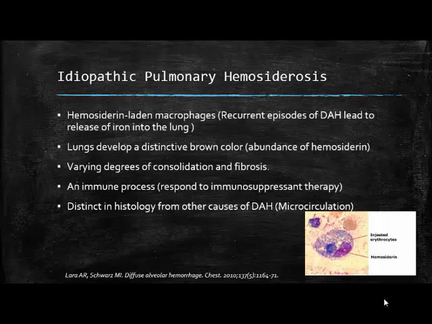You'll see hemosiderin-laden macrophages because it's a chronic process with recurrent episodes of DAH, and the lungs would have a brown color. That's because of the abundance of hemosiderin. There's varying degrees of fibrosis as well as consolidation. It's an immune process, thus it responds to immunosuppressive therapy, and it's distinct in histology from other causes of DAH, from capillaritis.